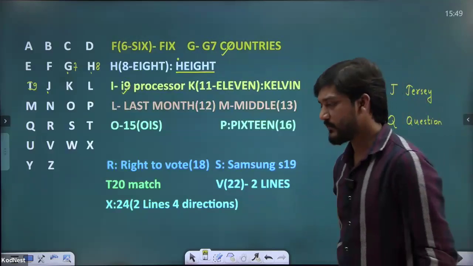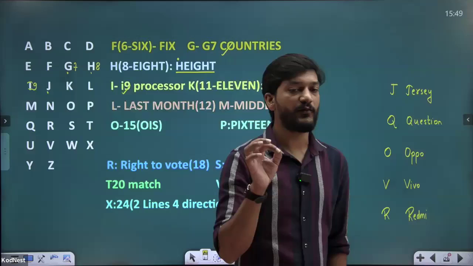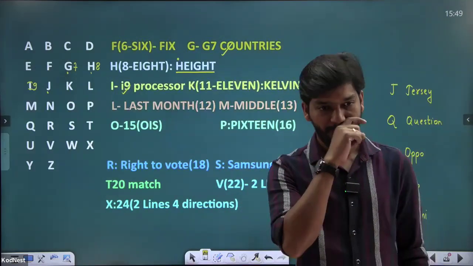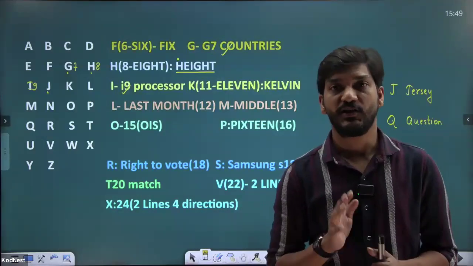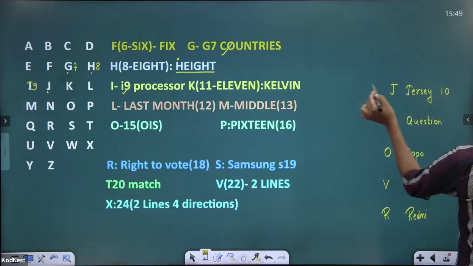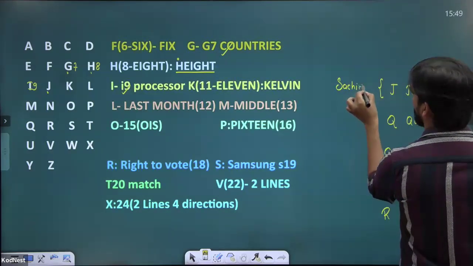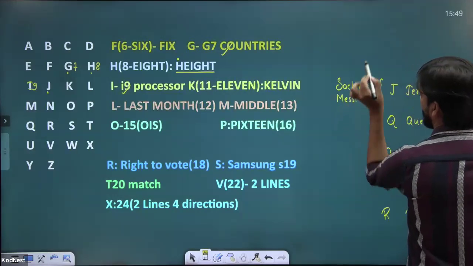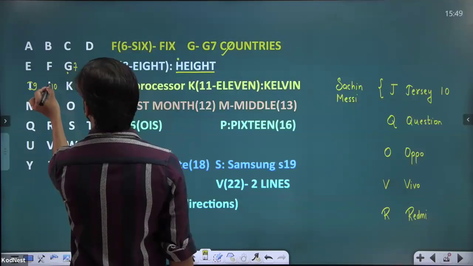Many jerseys are famous, but for the sake of memorizing this, we have to see the number 10. Why is number 10 famous? Number 10 is famous because of Sachin and Messi. So jersey number 10, this way, because of Sachin and Messi. All right. So jersey number 10. This way you have to memorize.